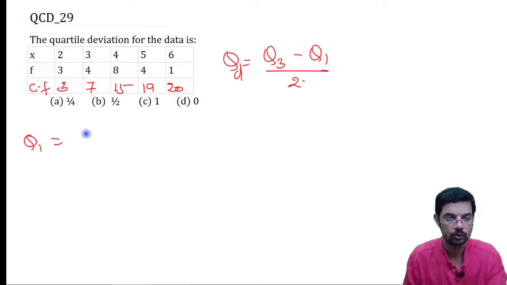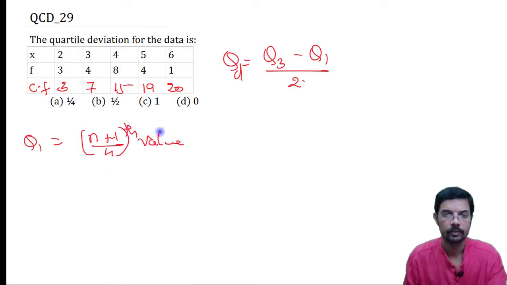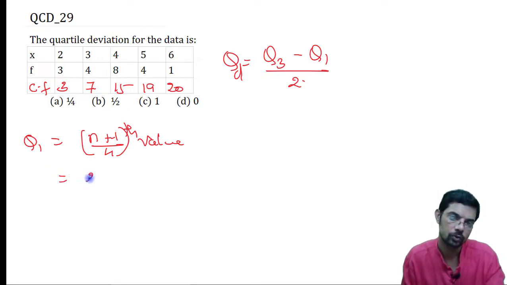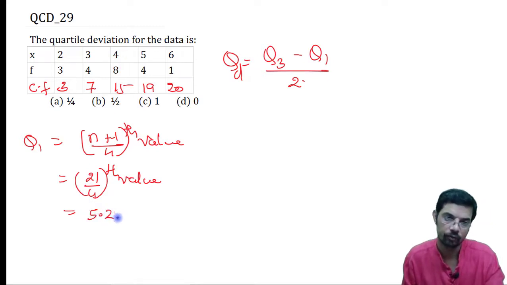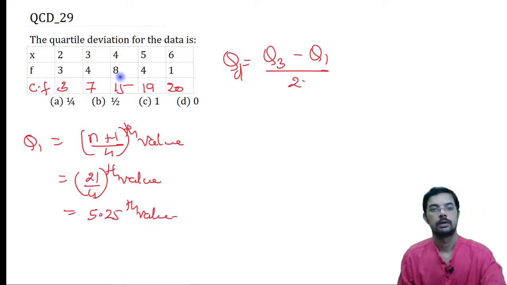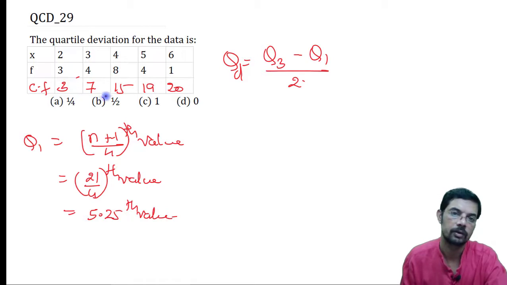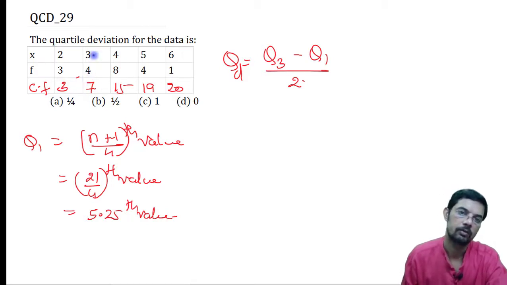So Q1 is equal to the n plus 1 by 4th value. What is n? n is equal to 20, so 20 plus 1 is 21, so the 21 by 4th value. 21 by 4 is 5.25, so the 5.25th value. Where is the 5 point something? 7 observations are here, so Q1 is equal to 3.